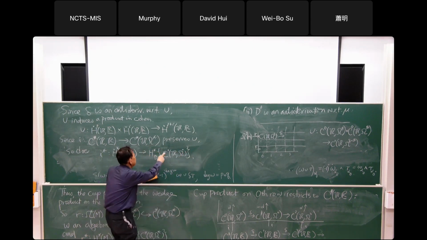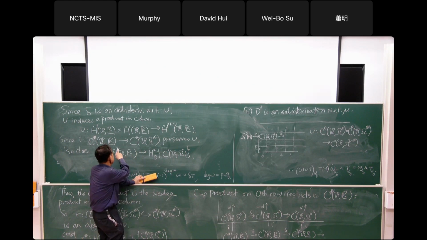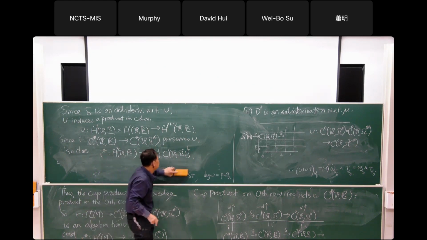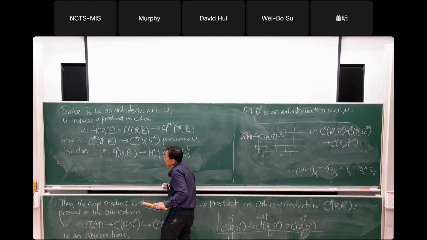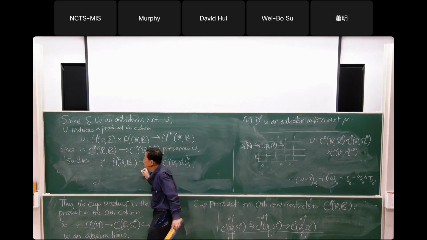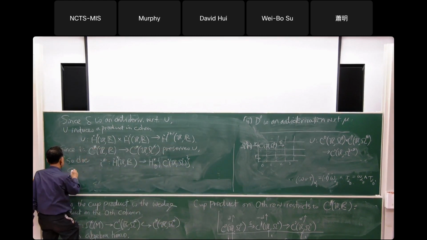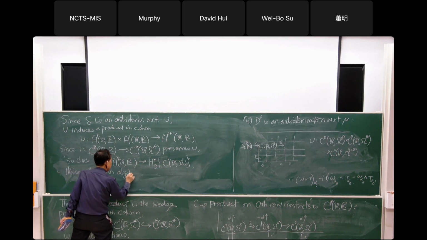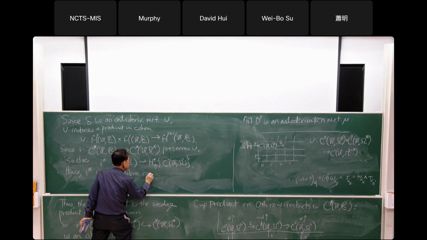Sometimes I use a dot instead of the star because, well, you know, it's confusing to have too many stars. And this star corresponds to this star. And so what that means is that, well, we already know that i^* is a linear isomorphism. So now we know that, hence, i^* is an algebra isomorphism.